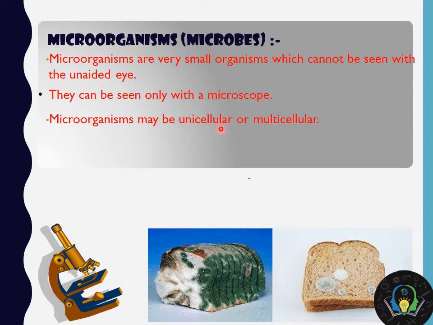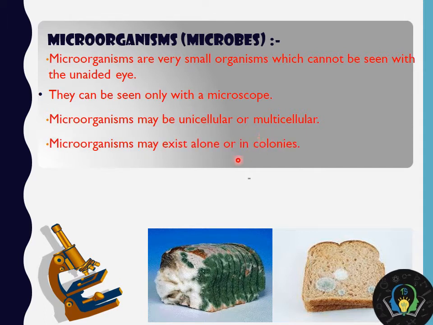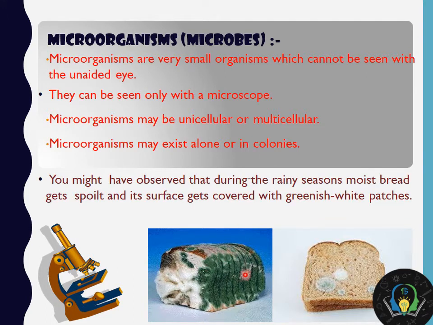Microorganisms may be unicellular, that means only one cell is performing all the functions, or they may be multicellular, that means multiple cells are present inside one organism. They may exist alone, which obviously we will not be able to see, and they may also exist in colonies. Here you can observe the greenish spots as well as some fungus grown on the bread. This is nothing but the fungus, and this is an example of them existing in colonies.